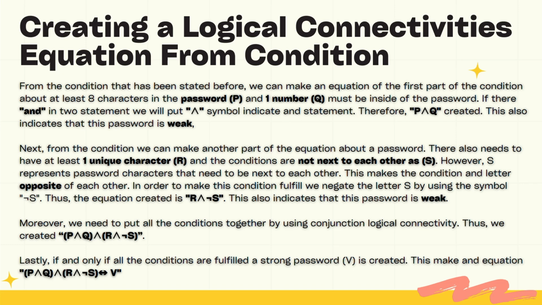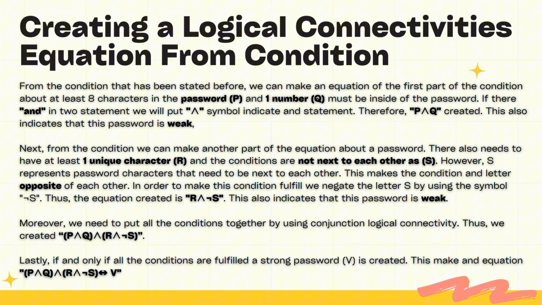Next, from the condition, we can make another part of the equation about the password. There also needs to be at least one unique character as R, and the characters are not next to each other as S. However, S represents password characters that need to be next to each other. This makes the condition the opposite. In order to make this condition fulfilled, we indicate the letter S by using the symbol not S. Thus, the equation is created: R and not S. This also indicates that this password is weak.